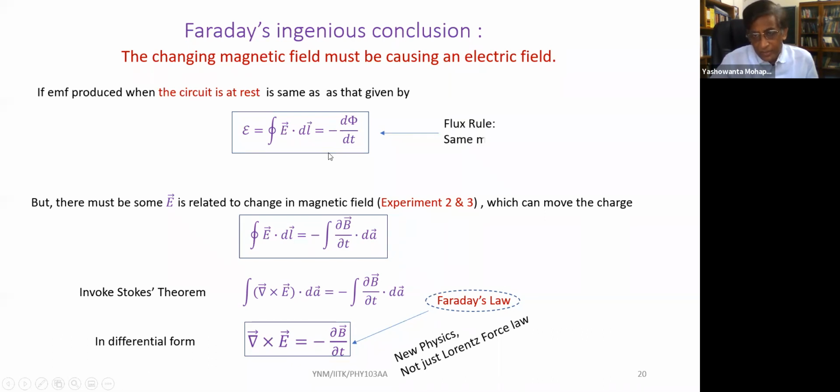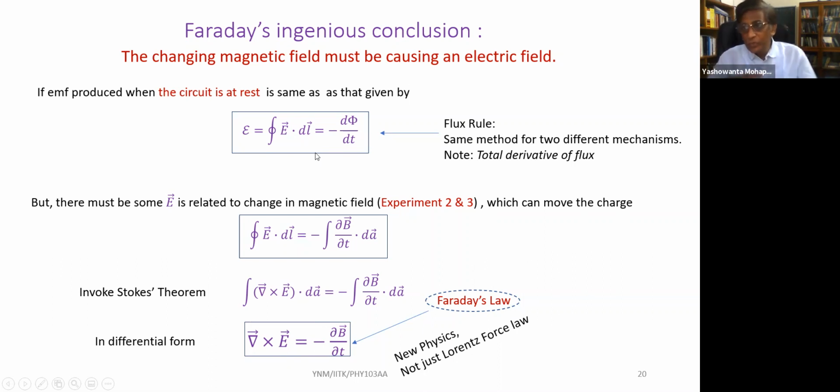I had called it the flux rule. So it is the same method for two different mechanisms. Note the total derivative. Now we are not finding only explicit dependence on time, but we are saying it's the total derivative of the flux. So the total derivative would include any change in flux. With a moving circuit also there would be a change of flux in time, because there is a velocity v, and there is also flux changing.